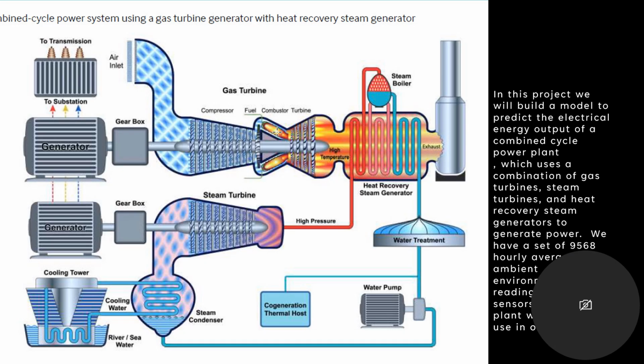The problem statement is: in this project, we'll build a model to predict the electrical energy output of a combined cycle power plant, which uses a combination of gas turbines, steam turbines, and heat recovery steam generators to generate power.